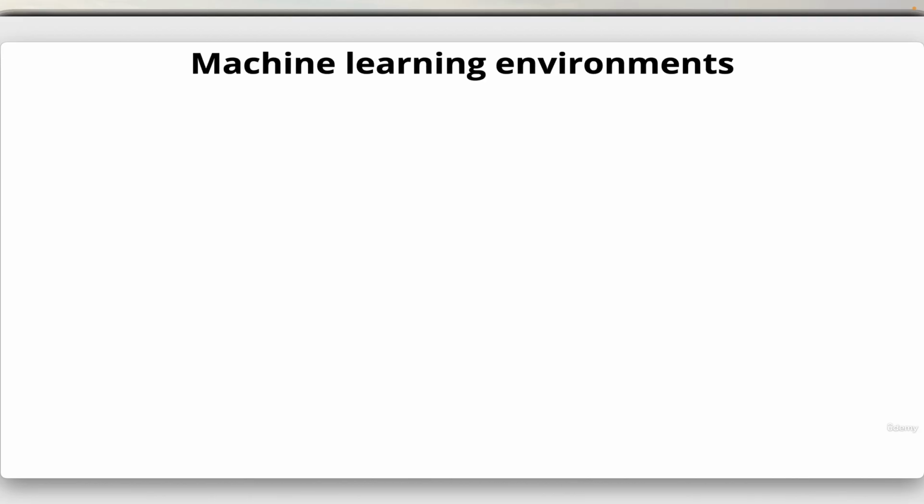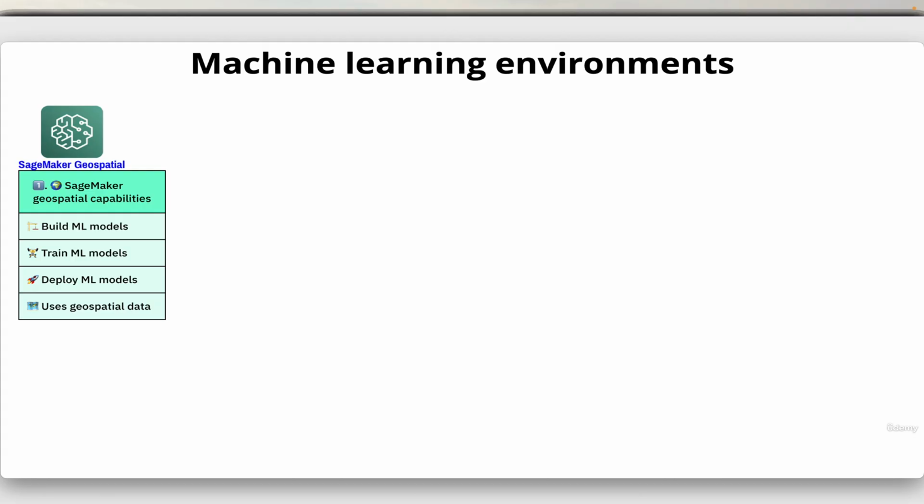Okay, so next is machine learning environments. So first one, SageMaker geospatial capabilities. So you can build, train, and deploy machine learning models using geospatial data. So geospatial is geographical. So basically based on the geography of locations, latitude and longitude based data. So you can train your ML models using that kind of data.